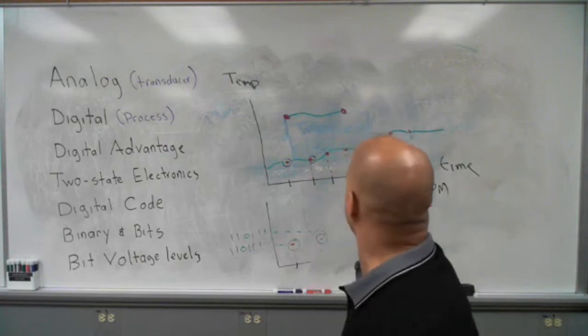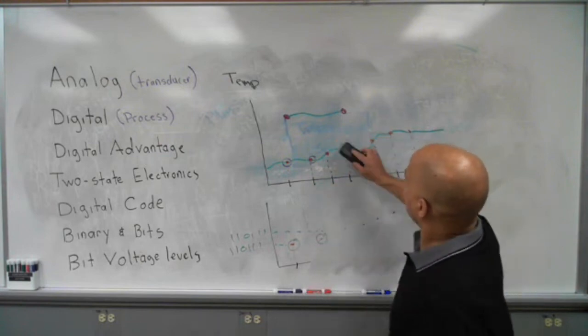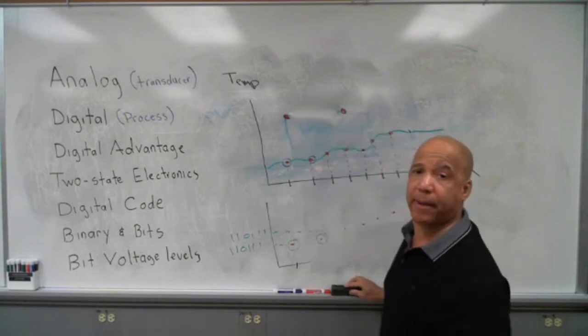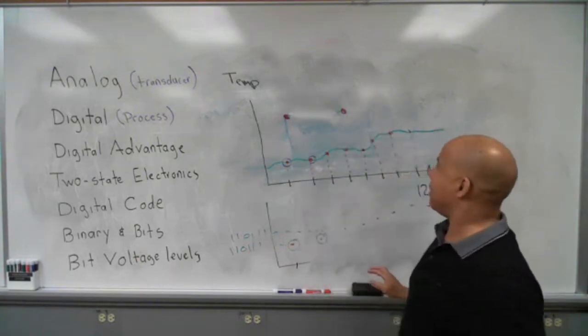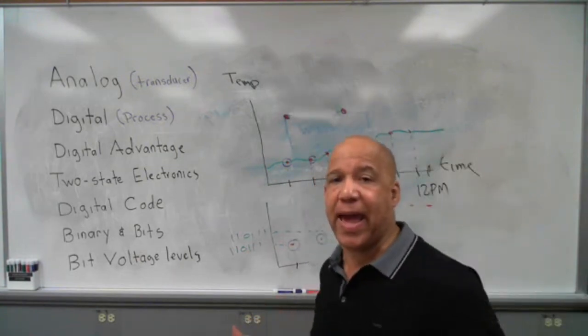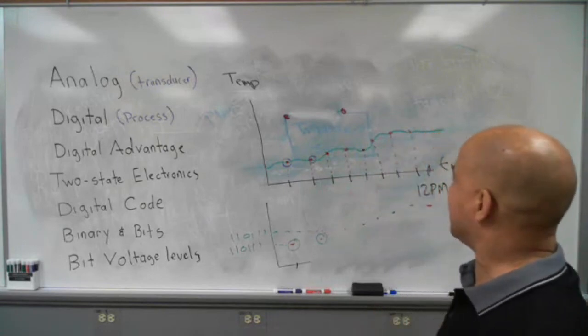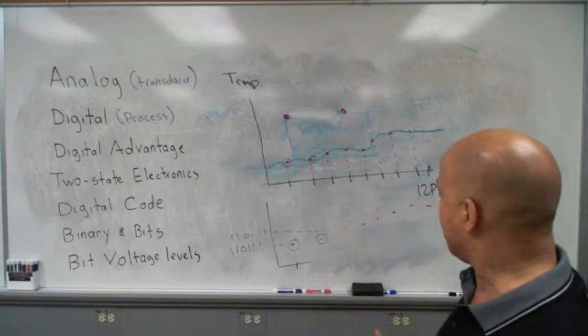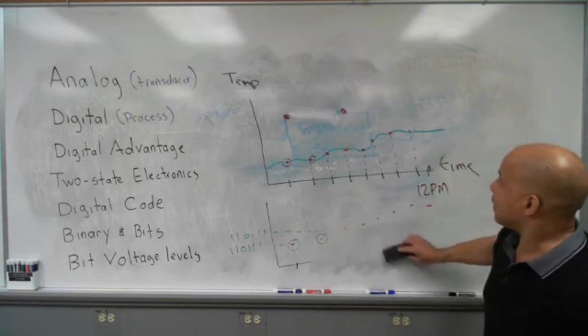Basically, when you digitize something, you throw this information in between the two data points away. And you might wonder if that's good or bad, and the answer to that question is it depends. It depends on what you're doing with the data and a few other things.